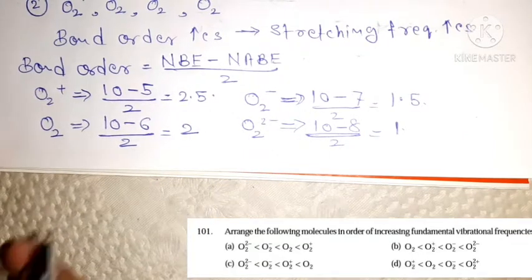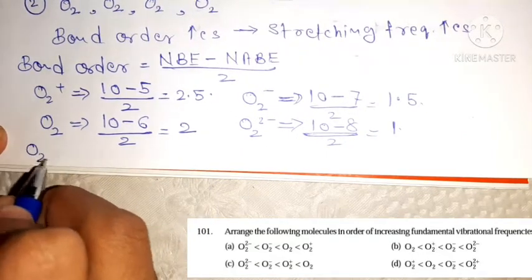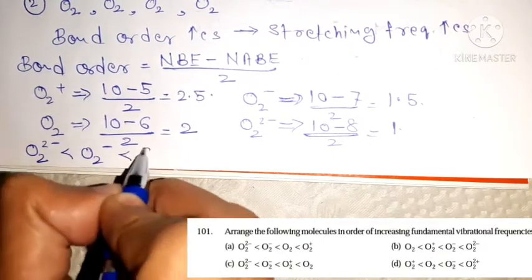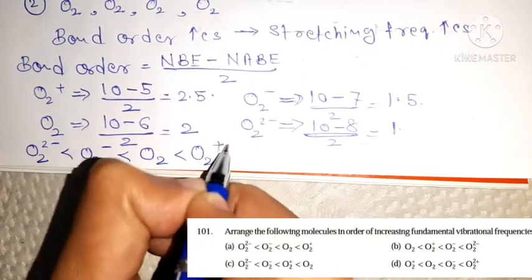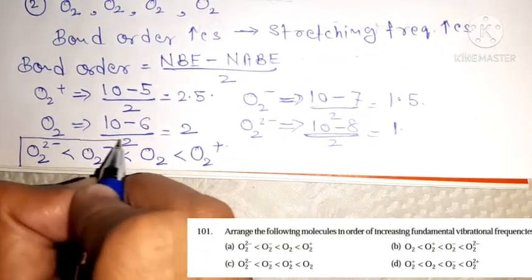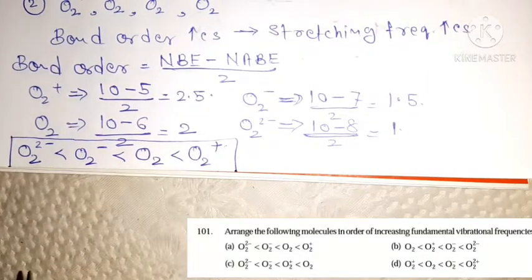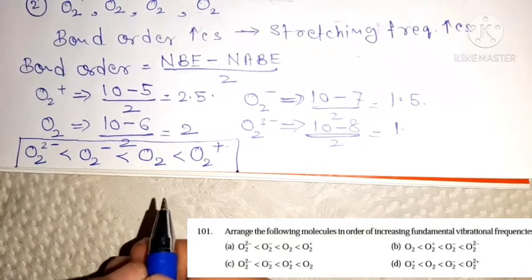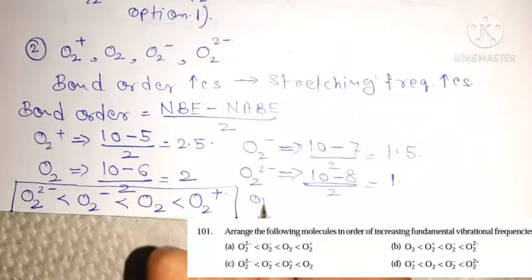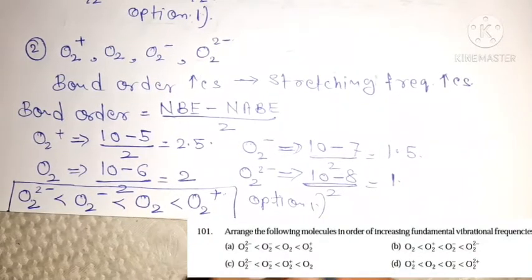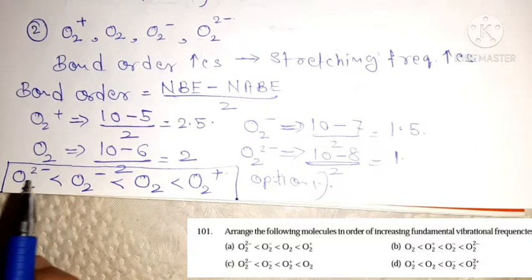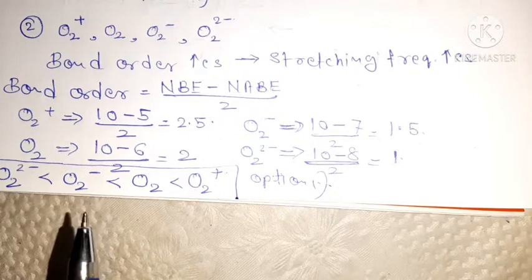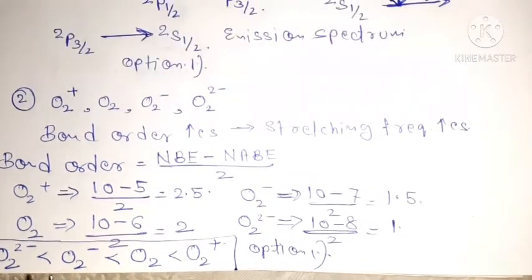among all. Okay, so the order will be O2 2 minus is less than O2 minus is less than O2 is less than O2 plus. Sorry, this is the stretching frequency order, not bond order. And this is similar to your option number 1. Option number 1 is the correct answer for this question. Understand friend? Okay, this is again a very simple question and it is asked for 4 marks.